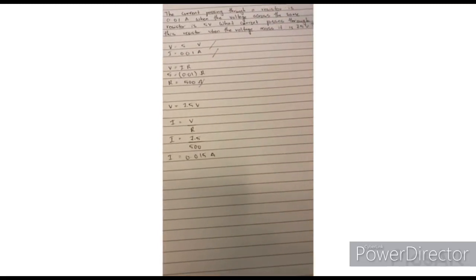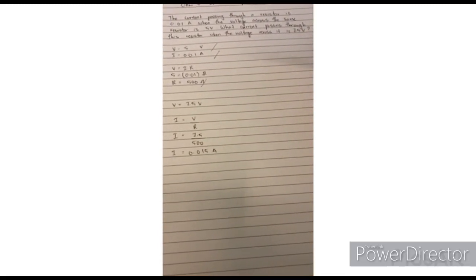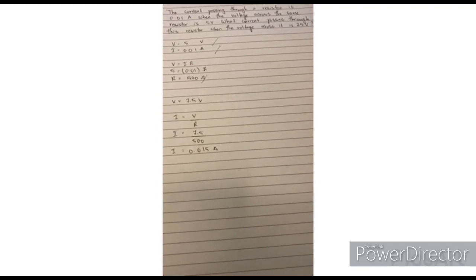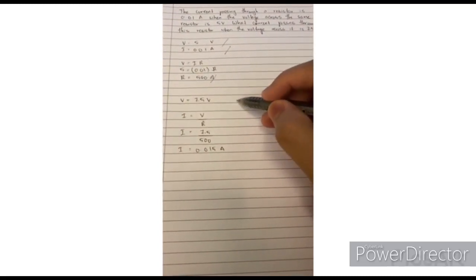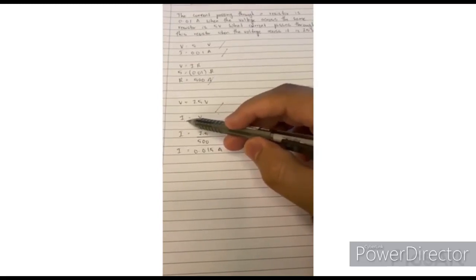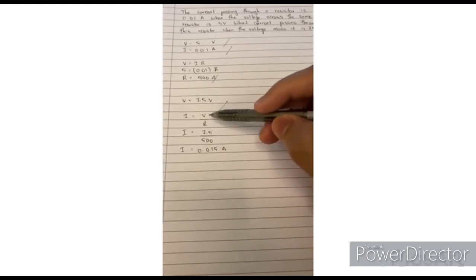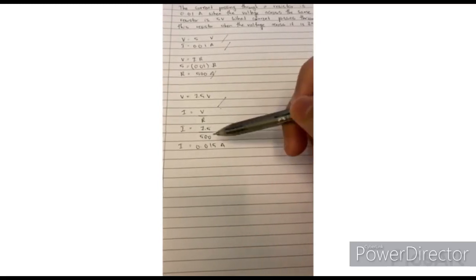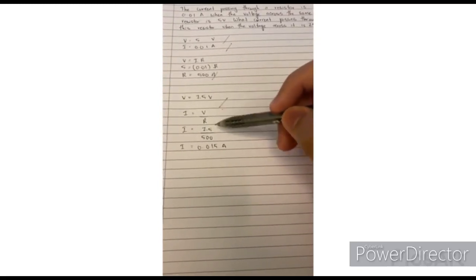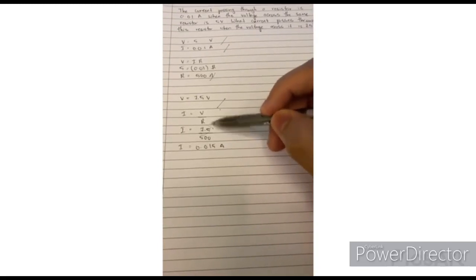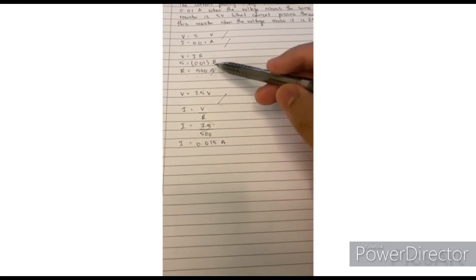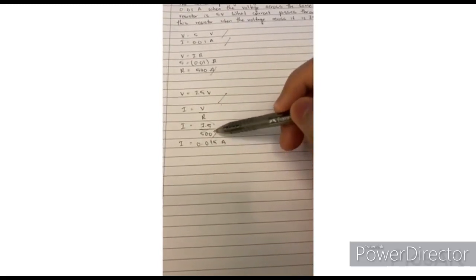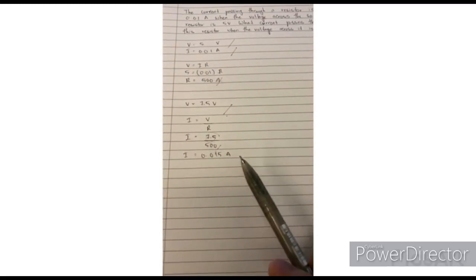Then, what current passes through this resistor when the voltage across it is 7.5 volt? The voltage changes from 5 to 7.5, and then we use I equals V over R to find the current. We use 7.5 volt, and the resistance we got from the previous answer, and then find the current. So the current is 0.015 ampere.